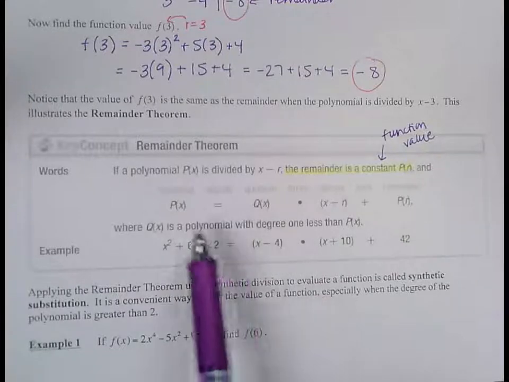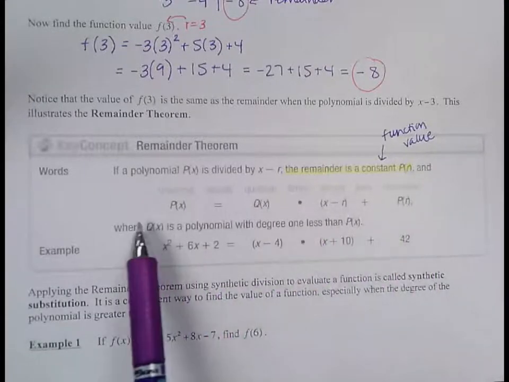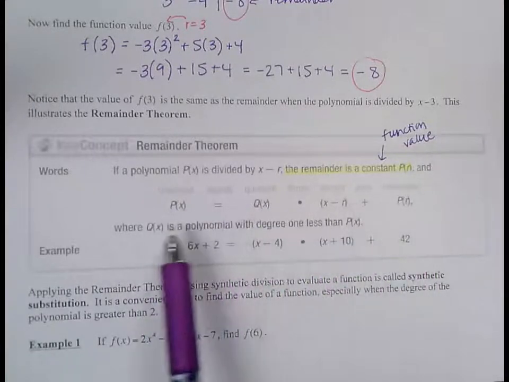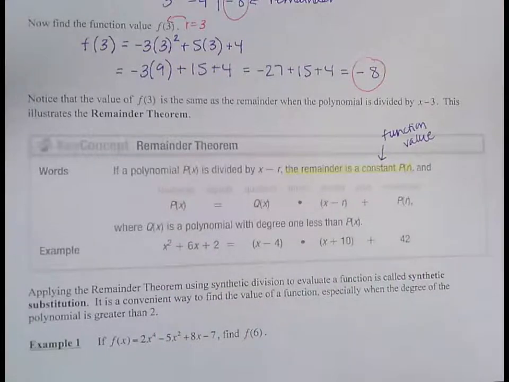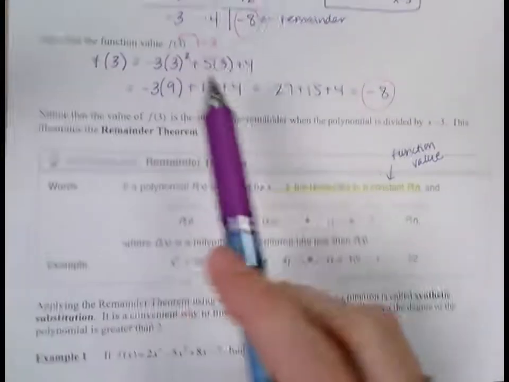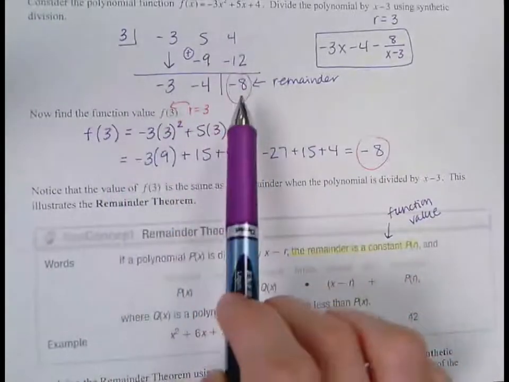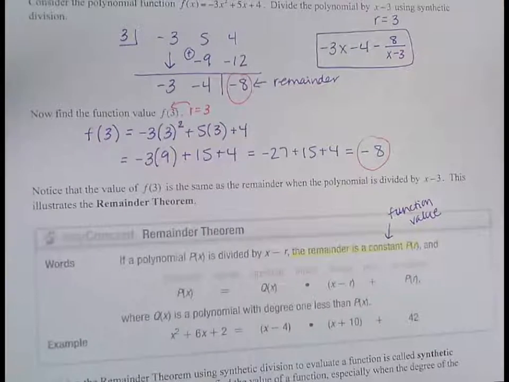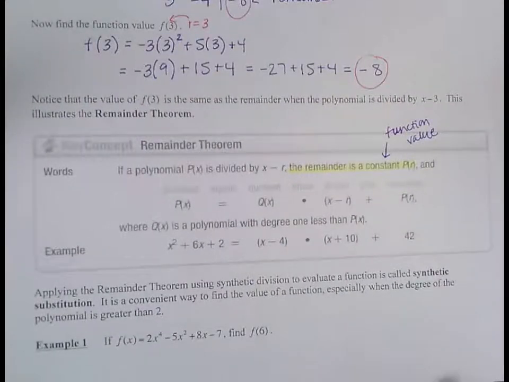And then what it states below that is just breaking down how you could write that polynomial in factored form. We're going to talk about that in a later example. But what you need to understand right now, and we're going to go through examples of this, is that when you do synthetic division, the remainder is the function value p of r or f of r. And that's going to be useful to us as we move forward. So for right now, I just want you to understand how to do it.